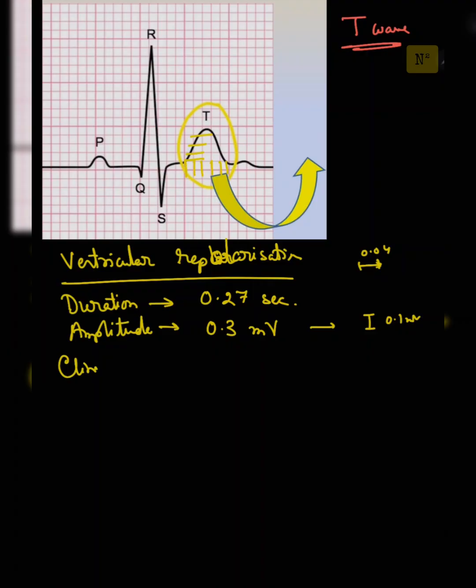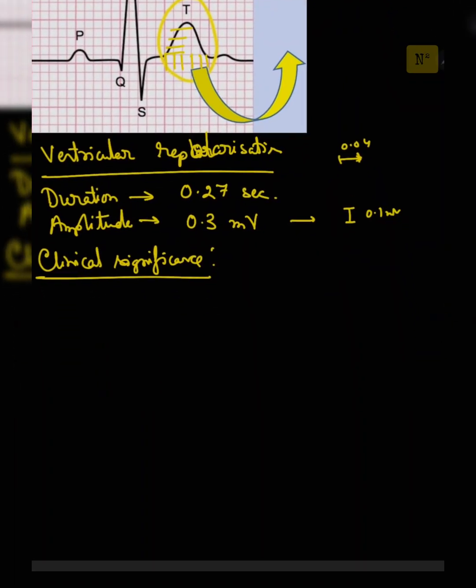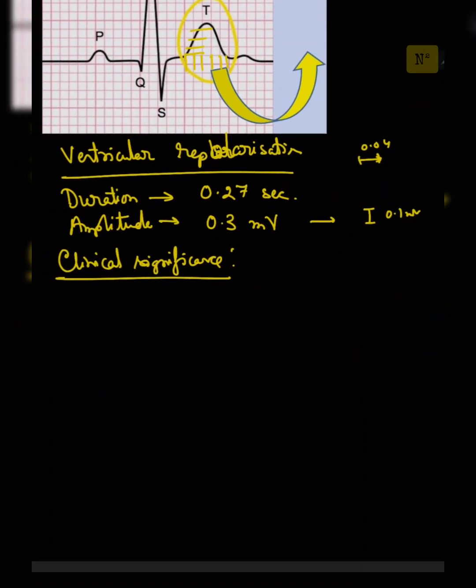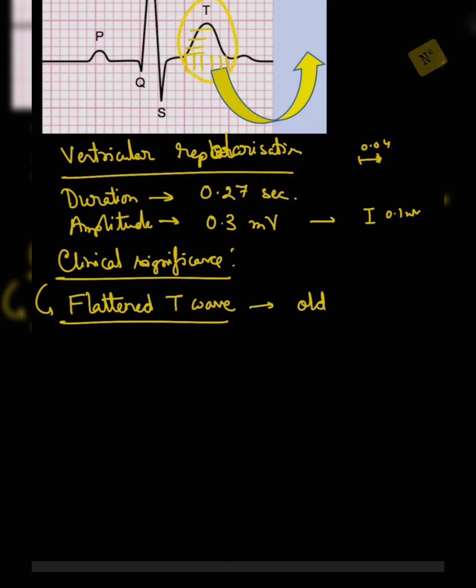Clinical significance. First clinical significance is that it is showing you the ventricular repolarization. Now some abnormal conditions where you will get abnormal T waves is that sometimes you will get a flattened T wave. When do you get those things? Usually it is also found physiologically in old age persons.